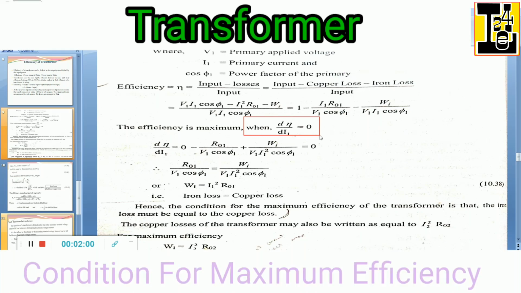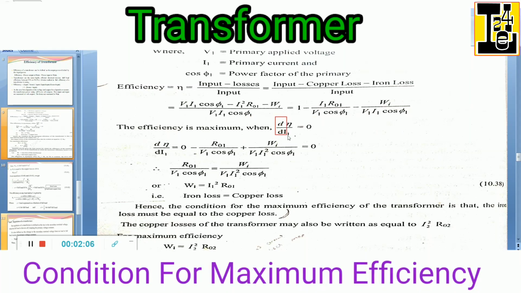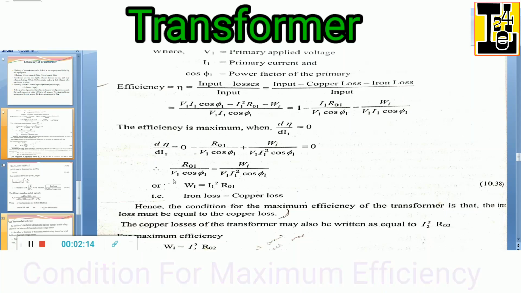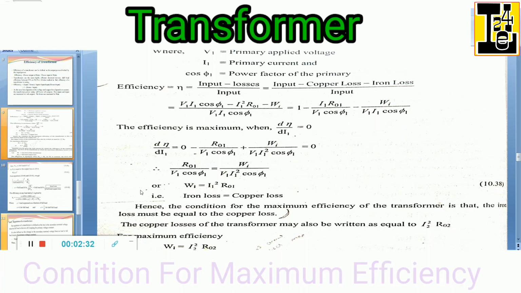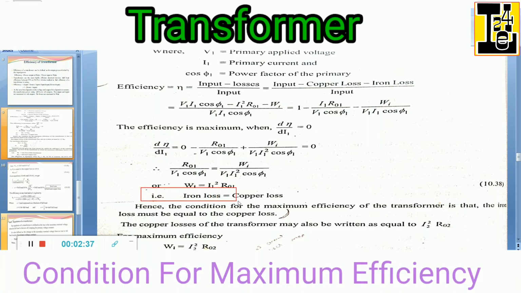The condition for maximum efficiency is found when we take the derivative of the efficiency expression with respect to primary current I1, that is d eta by dI1, equated to 0, and after solving it we will get Wi equals I1 square R01. Here Wi is the iron loss and I1 square R01 is the copper loss. That is, the efficiency of a transformer is maximum when the iron losses and copper losses are equal.